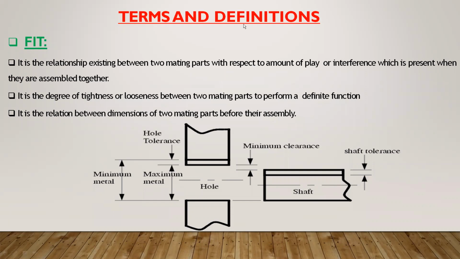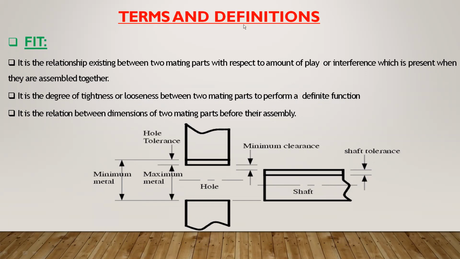And it is the degree of tightness or looseness between the two mating parts. So we can define a fit by this term, that is called tightness or looseness of two mating parts to perform a definite function. To perform a definite function between the two mating parts, it is the degree of tightness or looseness.